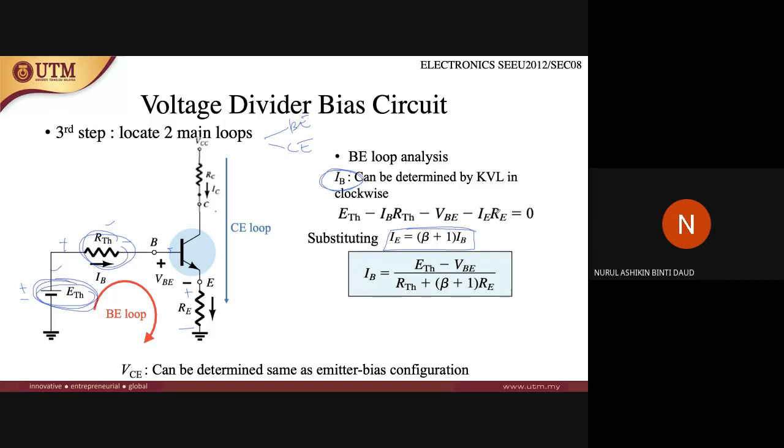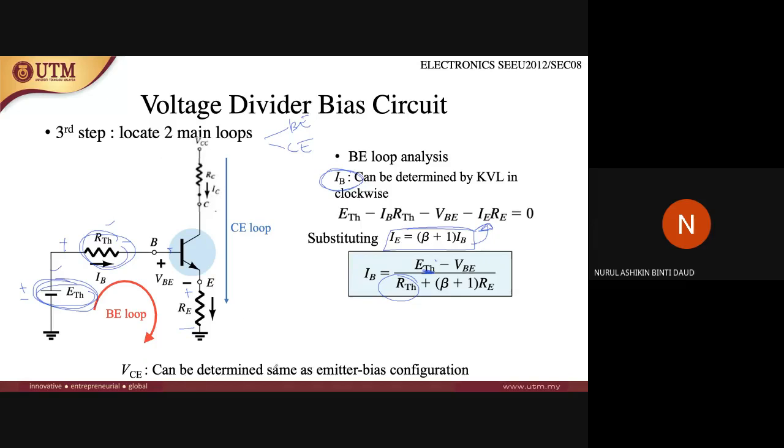So rearrange this equation by substituting this value into here. You will get IB equals ETH minus VBE, divided by the total resistor value RTH, plus beta plus 1 times RE. So be careful of this one. We are not considering VCC now for this voltage divider bias circuit. We are using ETH now.